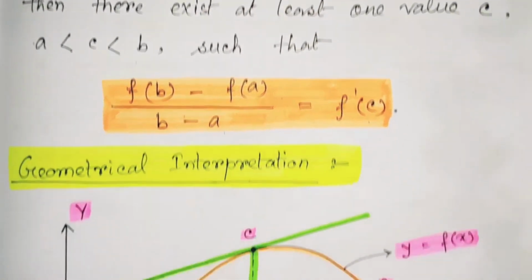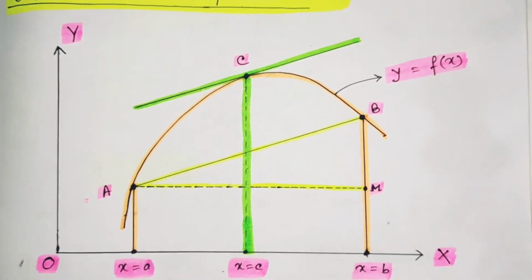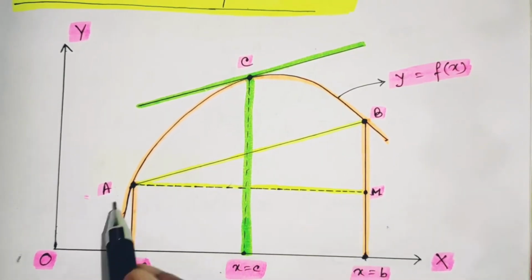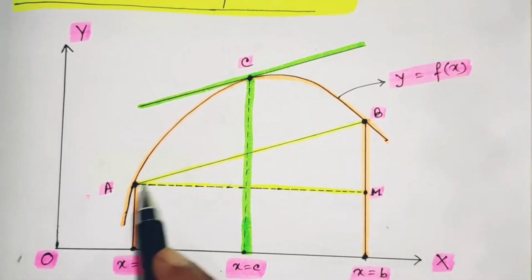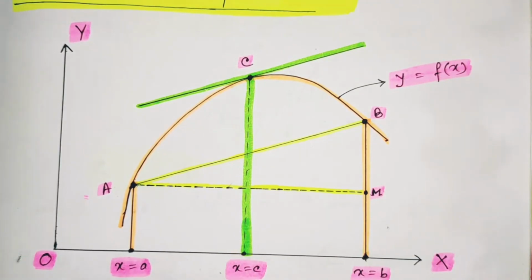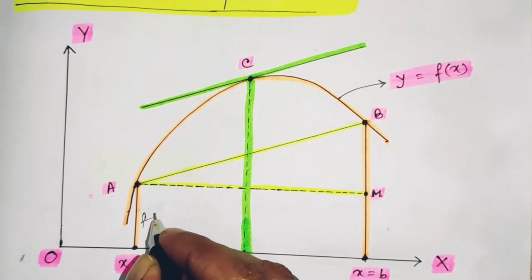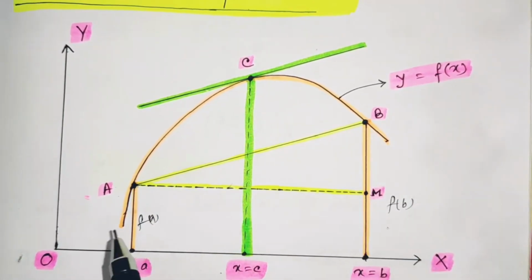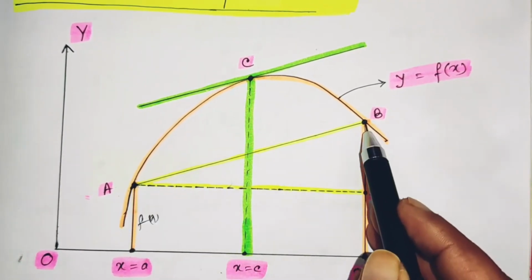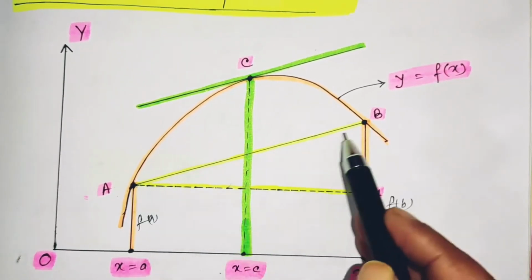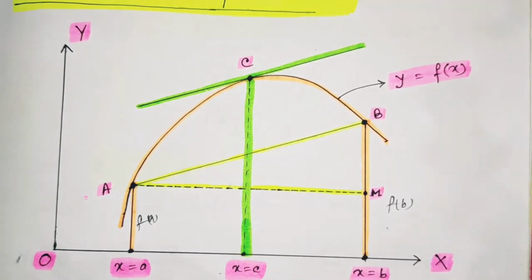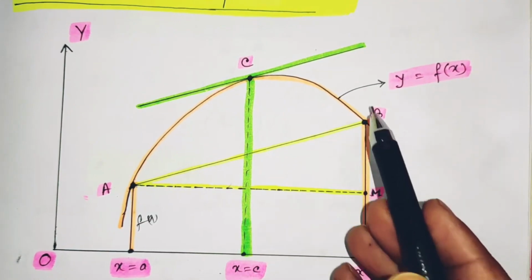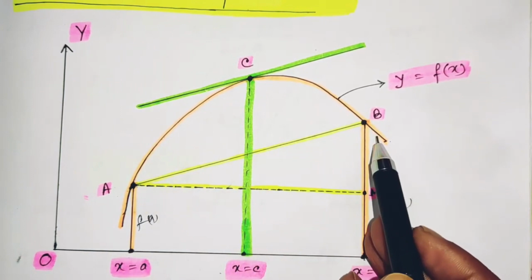Geometrically, in the case of Rolle's theorem, these 2 points should be the same, that means these endpoints are equal. But in the case of the Lagrange mean value theorem, this is our f(a) and this is our f(b). These 2 values are different. If we join these 2 points by a straight line, we will find a secant line. The given function is continuous and differentiable everywhere within the given interval.